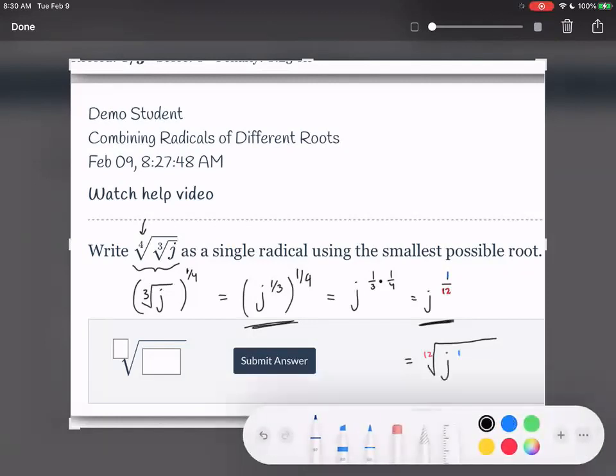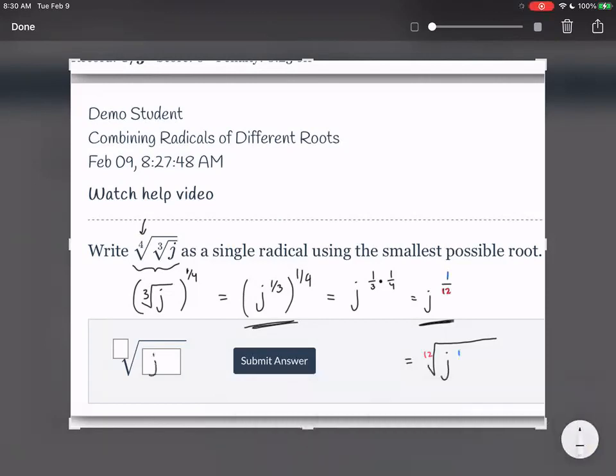So when you're entering it in on Delta Math, you don't have to write j to the power of 1. That's just the same thing as j. You could write j to the power of 1, I don't think they would mark you wrong, but you could just put j there and then put it as a 12th root. So the 12th root of j. Are there any questions for this problem? I'm going to pause the video.